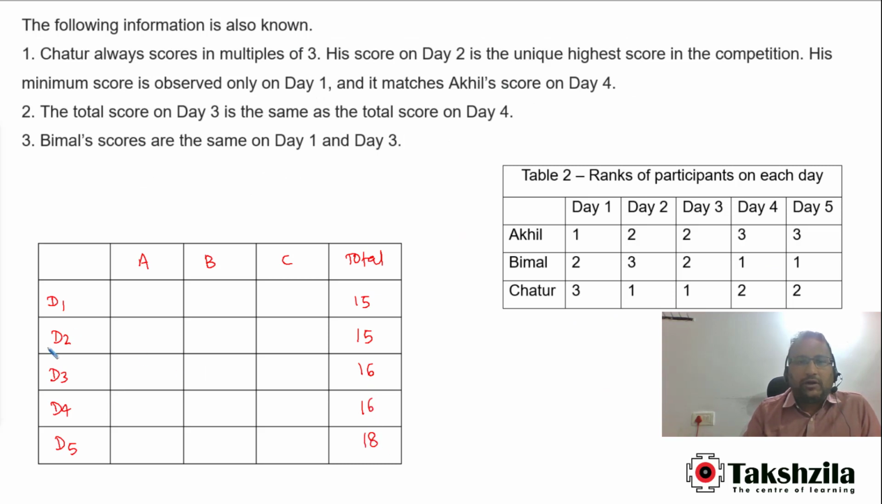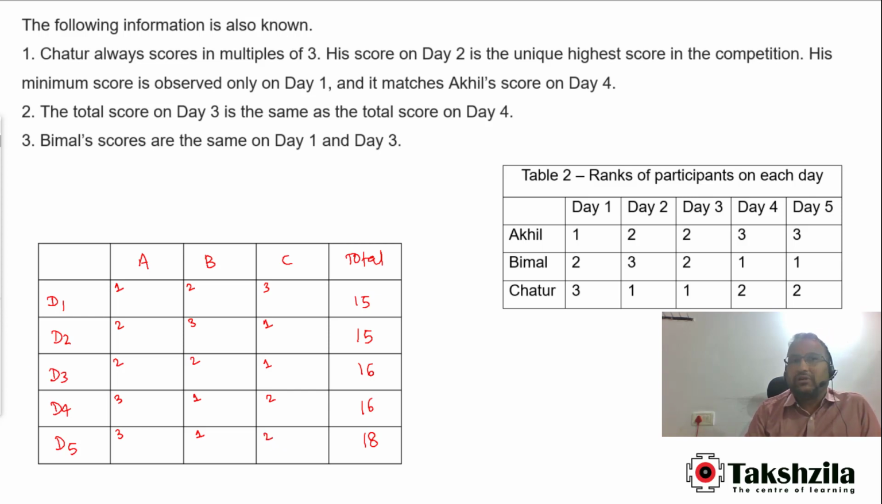Along with this, I will put the rank over here in the red color. On day 1, the rank is 1, 2, 3. Then on day 2, the ranks are 2, 3 and 1. Then 2, 2, 1. Then 3, 1, 2. And 3, 1, 2. So these are the ranks over here.